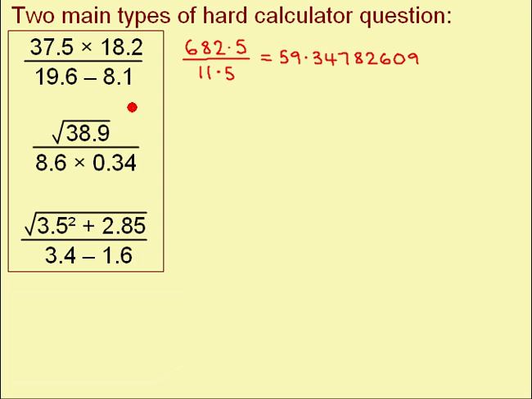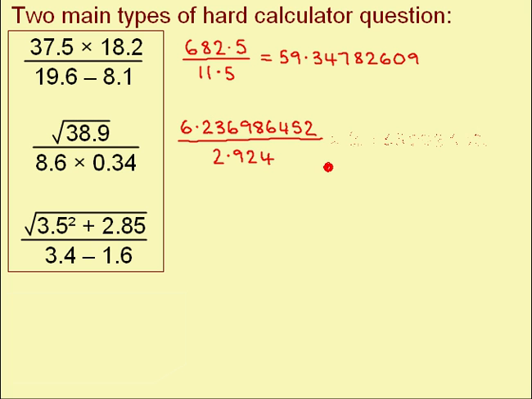In the same way, for this question, I start by working out the top part. I do this by typing square root 38.9 into my calculator. I write down all the figures that I get in my answer. Then I do the bottom part with the calculator. And I get this. To finish off, I need to divide. So this is the answer for this question here.